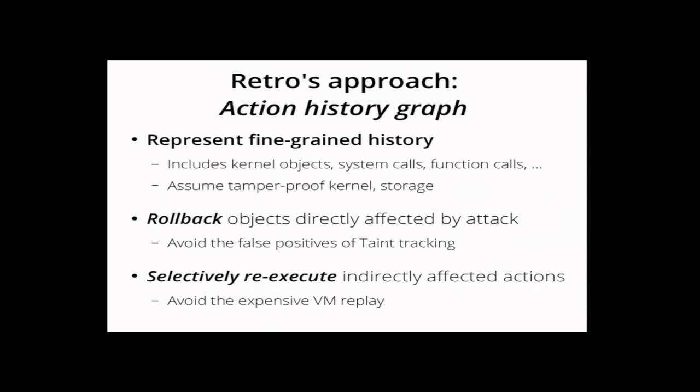By doing so, we can avoid the false positives of taint tracking that end up recovering all the files in the system. After rolling back those objects, we're going to selectively re-execute some of the actions that are indirectly affected by those changes in our history. By doing so, we can avoid the expensive VM rollback and replay. Let me explain how we can actually recover from this example scenario by using Retro.